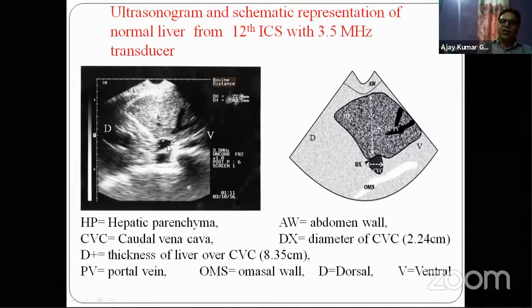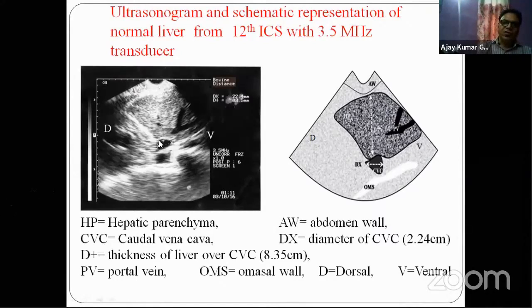The caudal vena cava will have an almost fixed size, whether you scan it through the 12th intercostal space, the 11th intercostal space, or in some cases the 10th intercostal space. Its size does not vary significantly, whereas the size of the portal vein will vary from one intercostal space to the other.